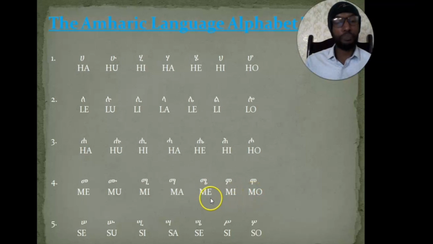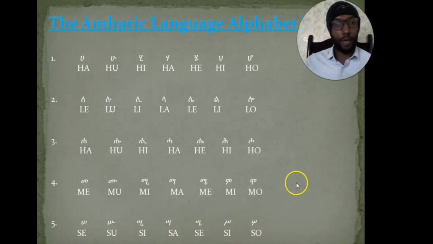Okay, next to the fifth one. The fifth Amharic alphabet is called what? Sa. And the subgroups under the Amharic alphabet Sa are Su, Si, Sa, Se, Su, So. So the fifth Amharic alphabet is called Sa, and its subgroups are Su, Si, Sa, Se, Su, So.